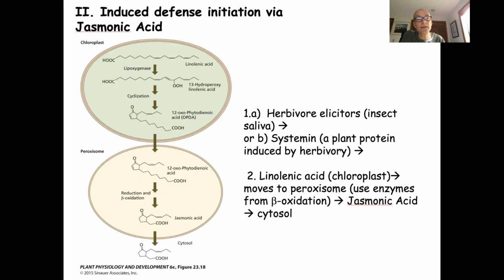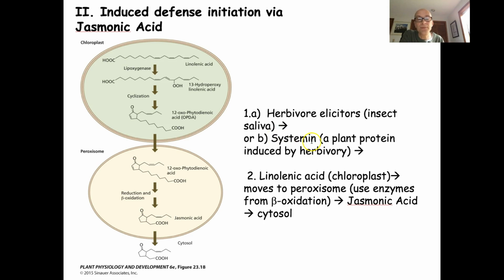Okay, so let's go back to jasmonic acid. We're in the middle of talking about induced defense initiation via jasmonic acid. So let's first see how jasmonic acid is made. So when there is some sort of attack, either through these herbivore elicitors or through a compound, that's the one that I had mentioned earlier.